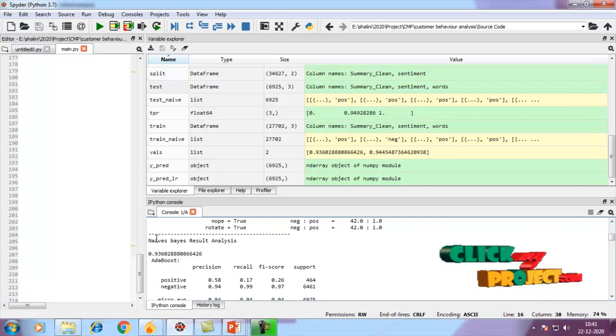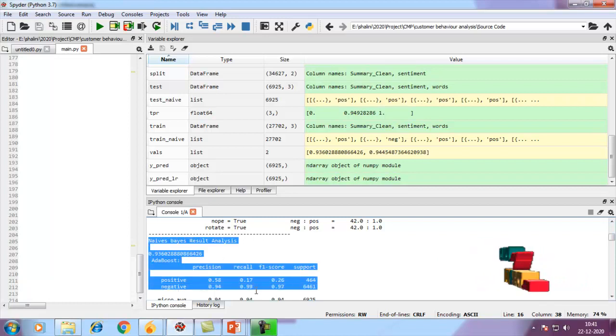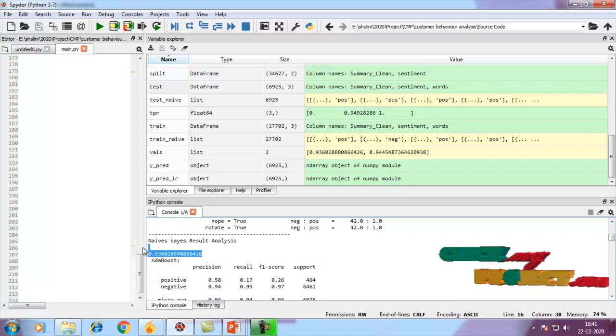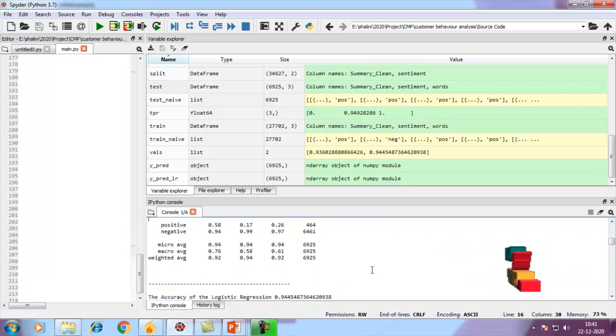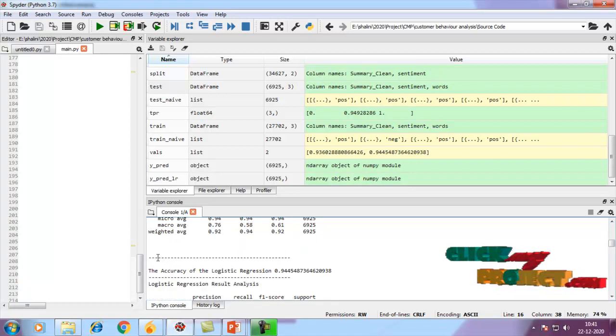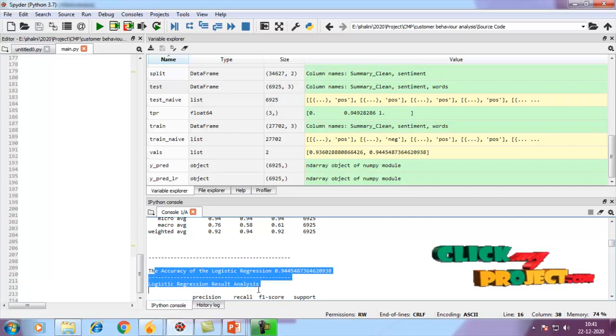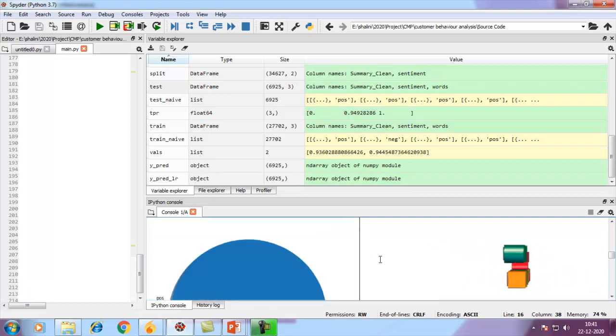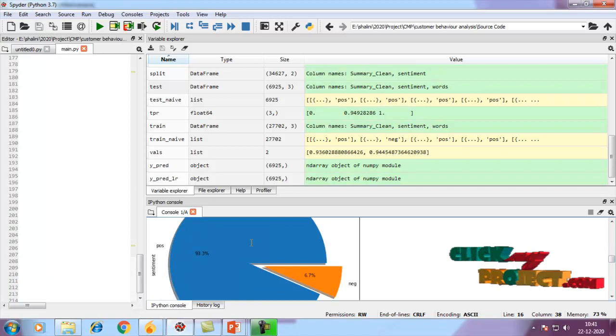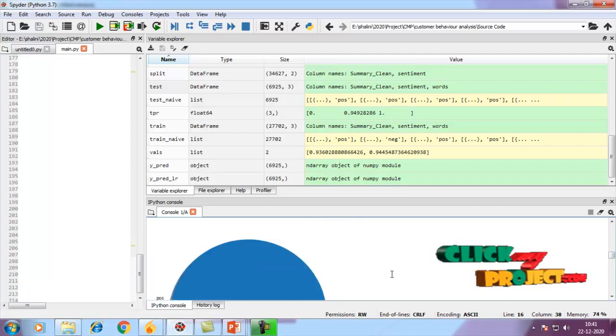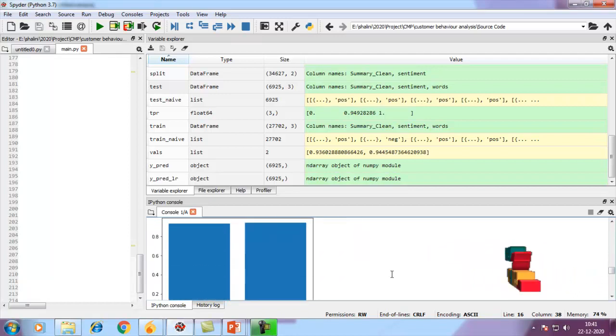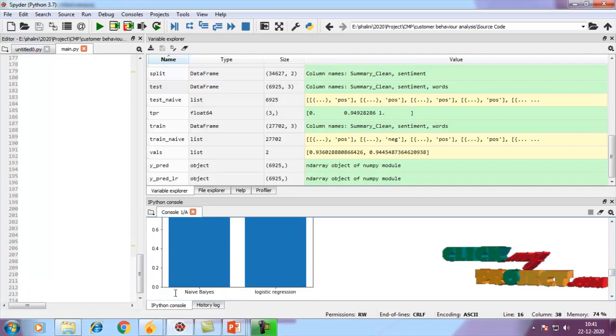After that, this is our Naive Bayes result. The accuracy is 0.936 and it displays the precision, recall and F1 measures. Like this, the accuracy of the logistic regression. After that, our pie graph is displayed. This is based on the sentiment of positive and negative. And a bar graph is displayed based on Naive Bayes and logistic regression accuracy.